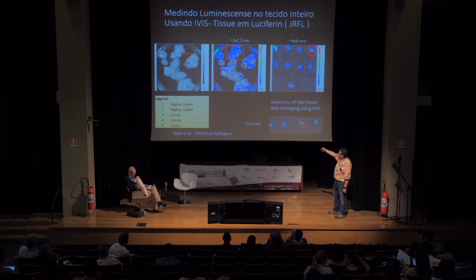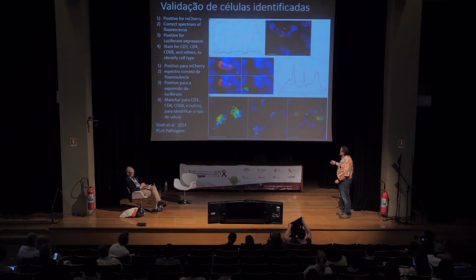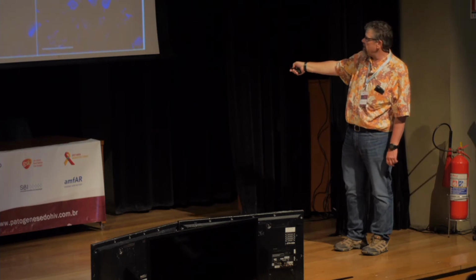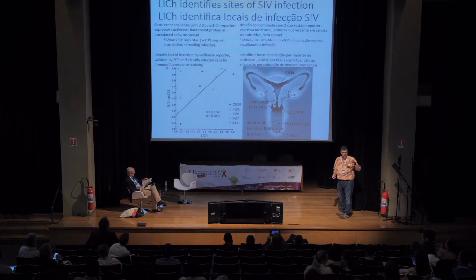And then we can take this piece of tissue here, cut it into smaller and smaller pieces down to 2 by 2 millimeters. And then the 2 by 2 millimeters, it's very easy to go through that tissue completely and find the transduced cells. And so then we can go into the tissue, and we can show that the cherry fluorescence is being expressed. We can validate that by spectral imaging. We can stain for luciferase to show it should have both proteins, and then we can phenotype these cells.